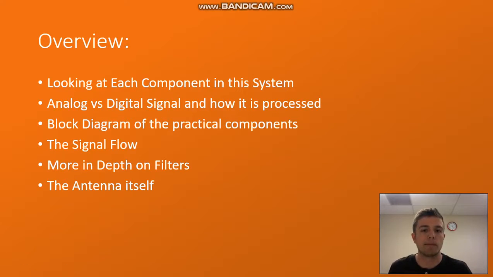We'll start by looking at each component within the system, what it does and how it feeds into the next component. And then we'll look over an analog versus digital signal for potential going through a system like this and how it's processed throughout it. And then we'll look into a more commercial generic example using a block diagram of the practical components. And then we'll go through the signal flow, how it goes and is edited through the system and comes out the other end as a voice signal from the receiver. And then we'll go into more on filters and then the antenna itself, as it's a very important piece.